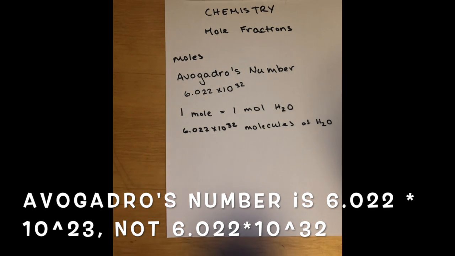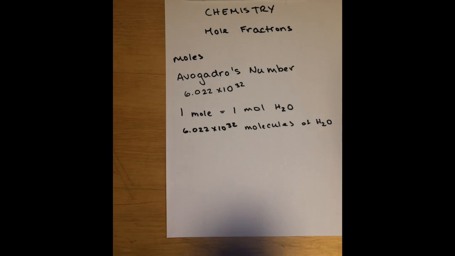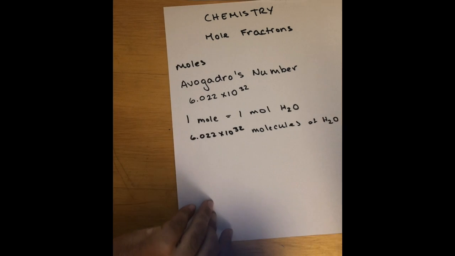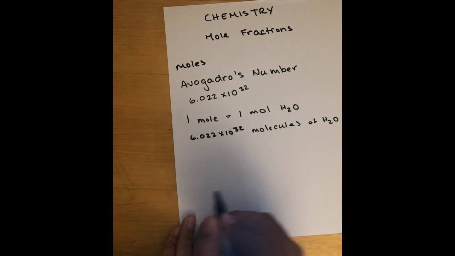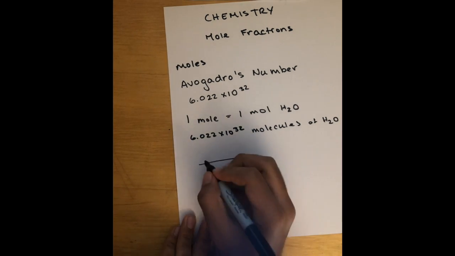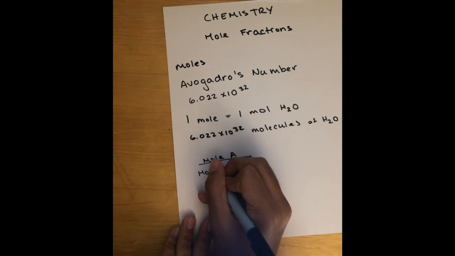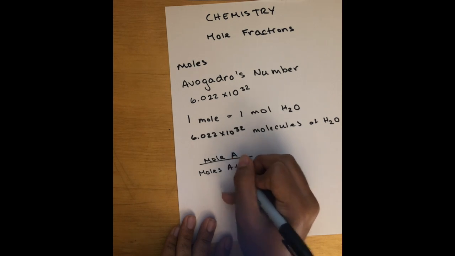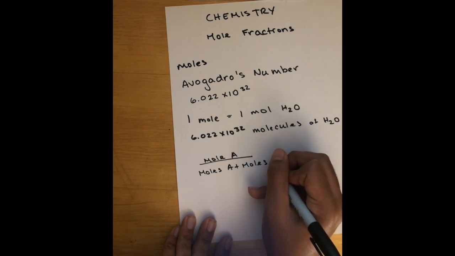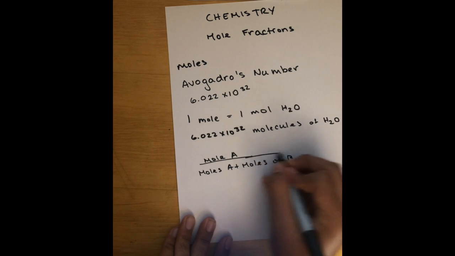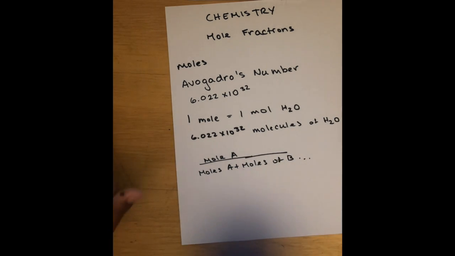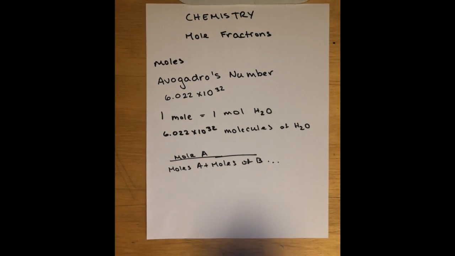So let's talk a little bit about mole fractions. Mole fractions are essentially the number of moles in a certain substance, such as moles of A over moles of A plus moles of B, and so on. So what does this denote? This denotes the mole ratio between 2 substances in a compound.